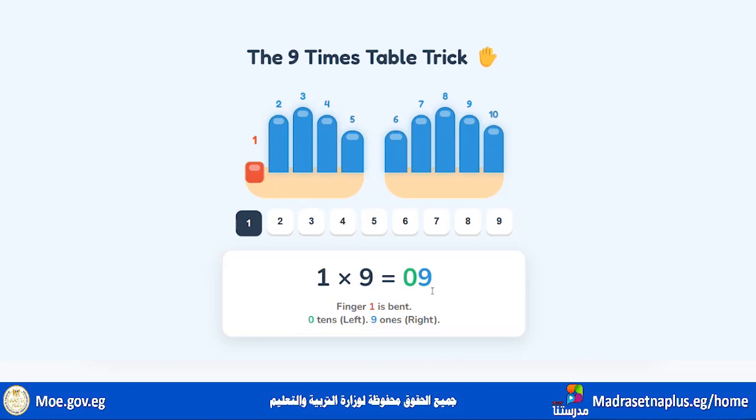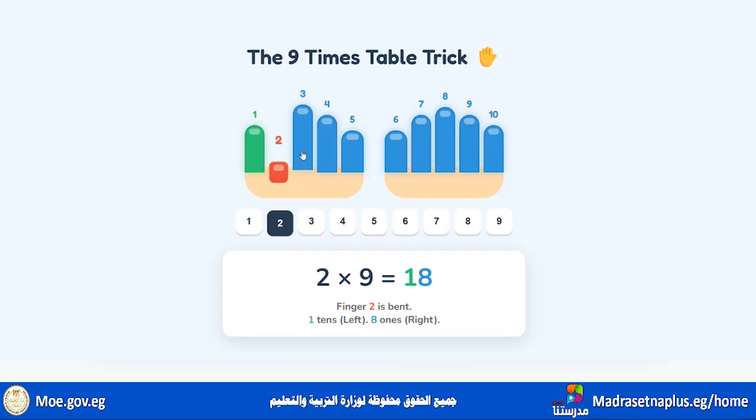Now let's paint second finger. Now, how many fingers on the left? 1. How many fingers on the right? 8. That means 2 times 9 equals 18. Finger 2 is bent. 1 green tens on the left and 8 ones on the right.